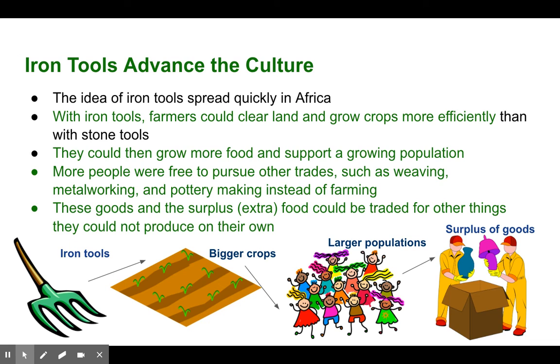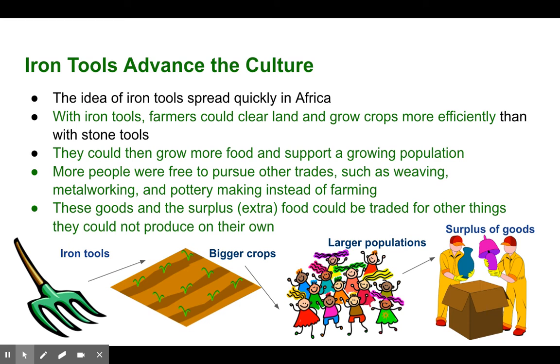Iron tools advanced the culture. The idea of iron tools spread quickly in Africa. With iron tools, farmers could clear land and grow crops more efficiently than with stone tools. Okay, obviously, if they have tools like plows and rakes and hoes, they were able to farm more land and grow more food. They could then support a growing population, because if you have food to eat, you can keep a larger population alive.